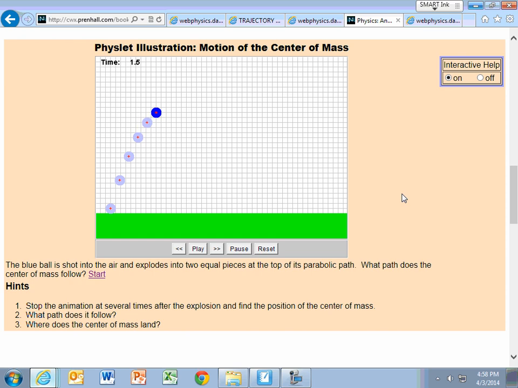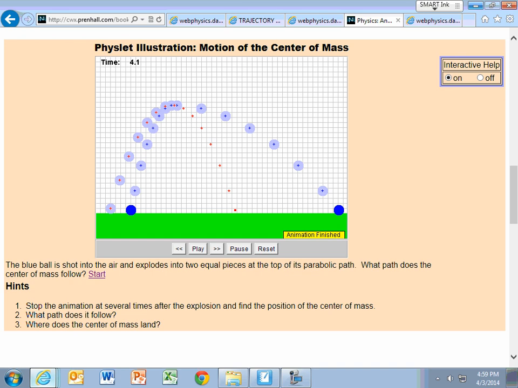And now the center of mass is located at the red dot, and you can see that the center of mass stays halfway in between the two objects, because these are equal size pieces. And that center of mass does follow this parabolic path. The center of mass moves exactly as it would if those pieces had never exploded. Again, assuming that this was only an internal force that caused them to explode apart.